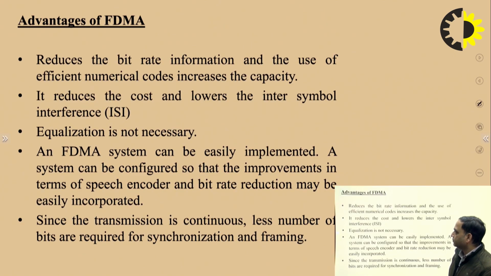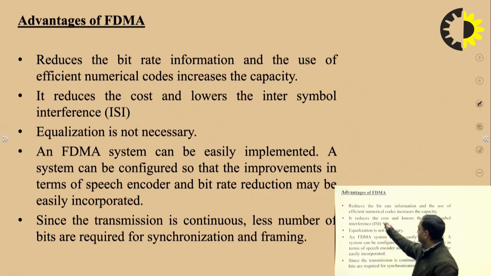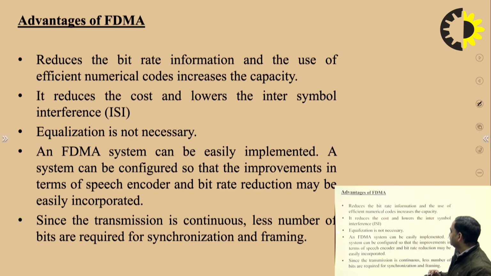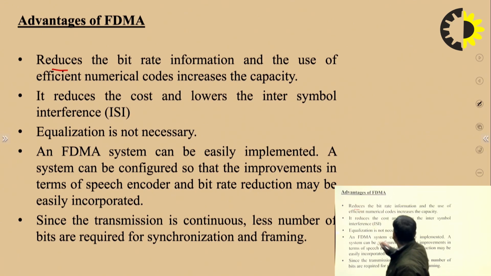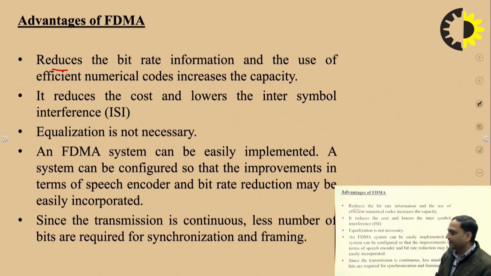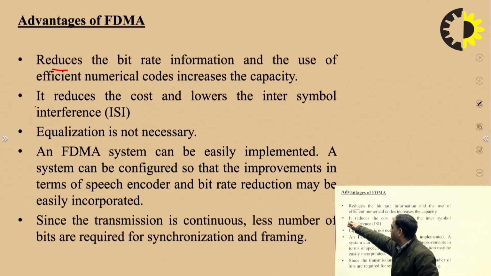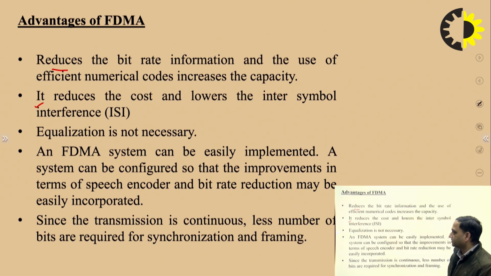So what are the advantages of the FDMA system? One very important advantage is that it reduces the bitrate information and uses efficient numerical codes, which increases the capacity. The ISI will be reduced, but the bitrate will be high in the case of the FDMA system. What is the second benefit? In any wireless communication system, the ISI plays a major role in reducing the signal strength and causing loss of the signal. So this is your ISI.